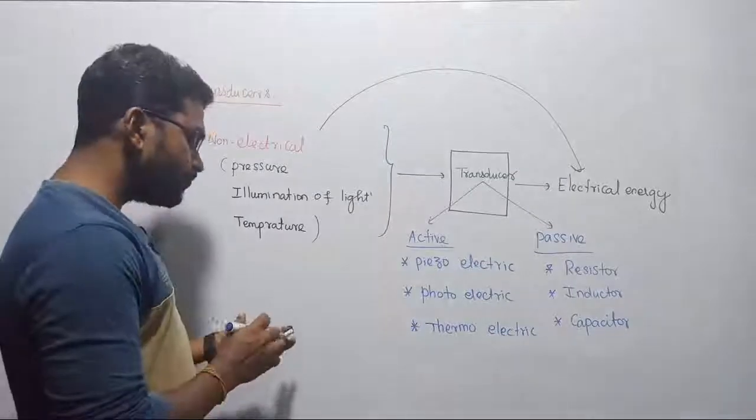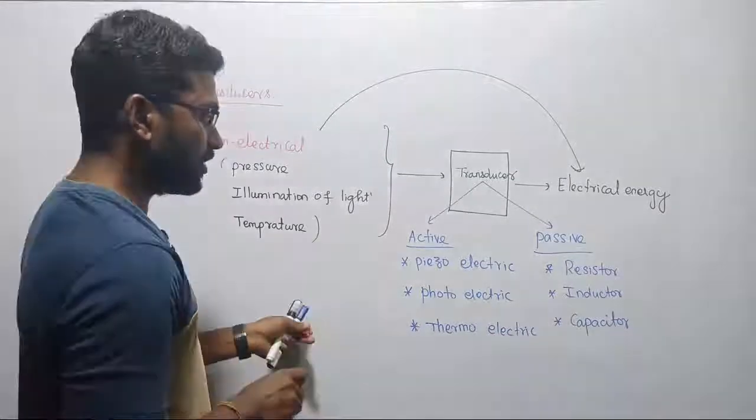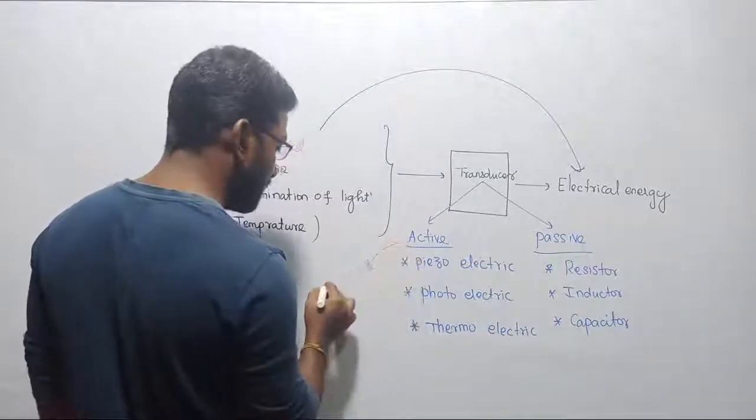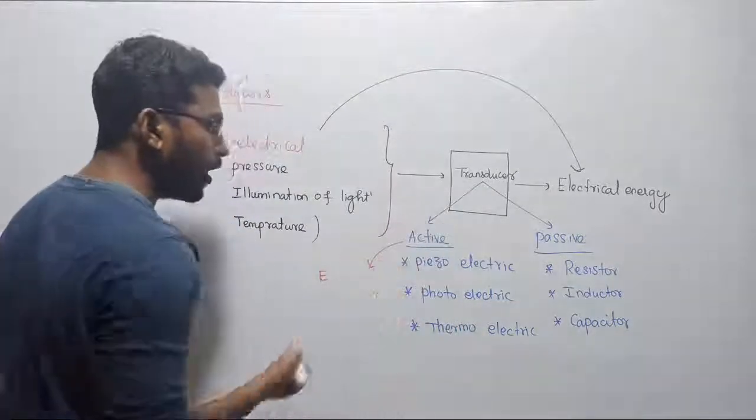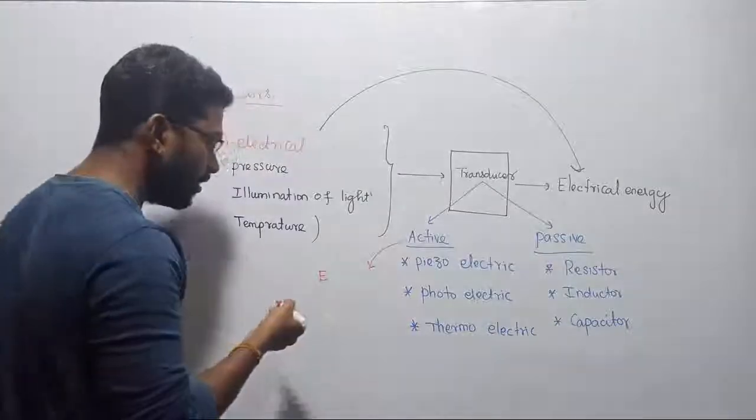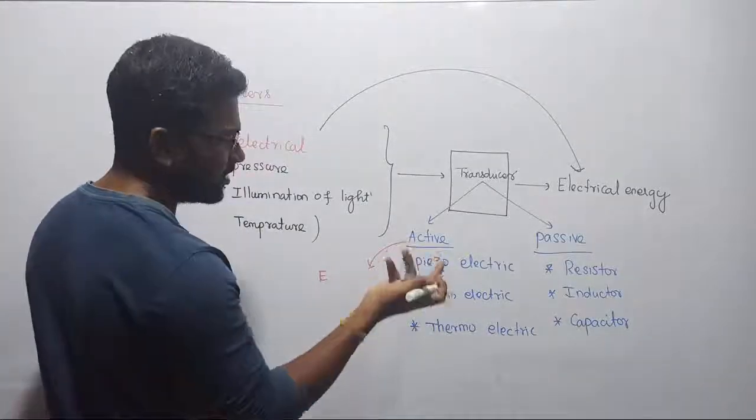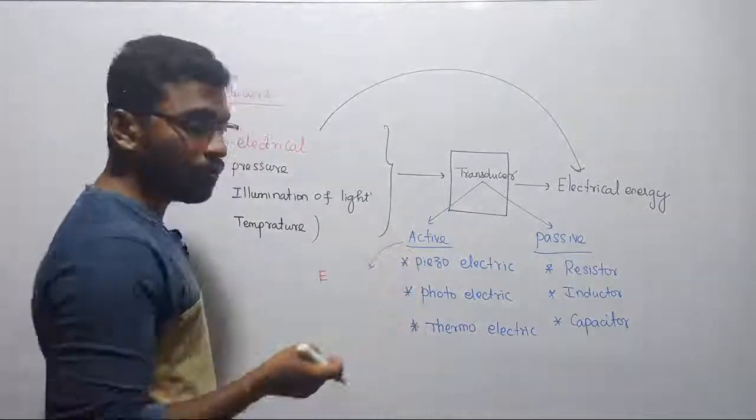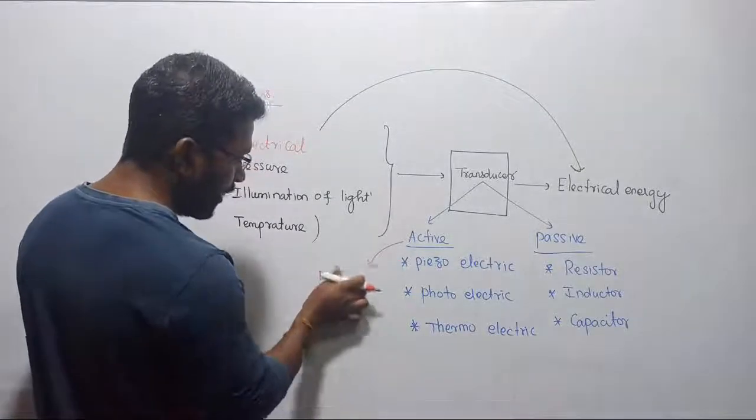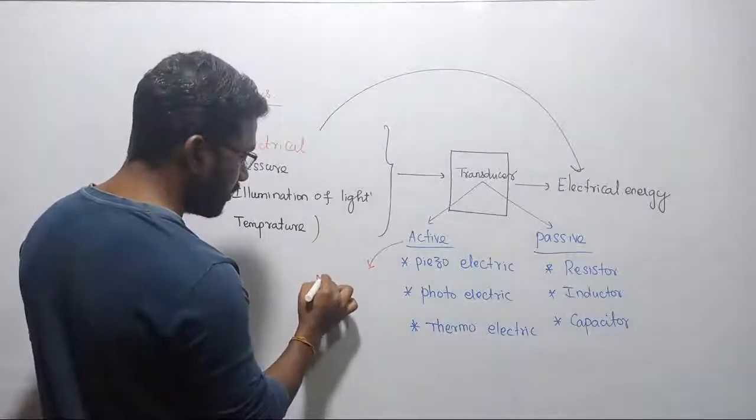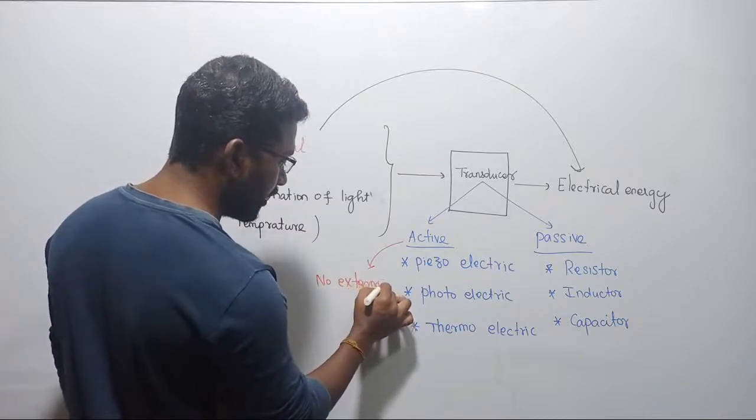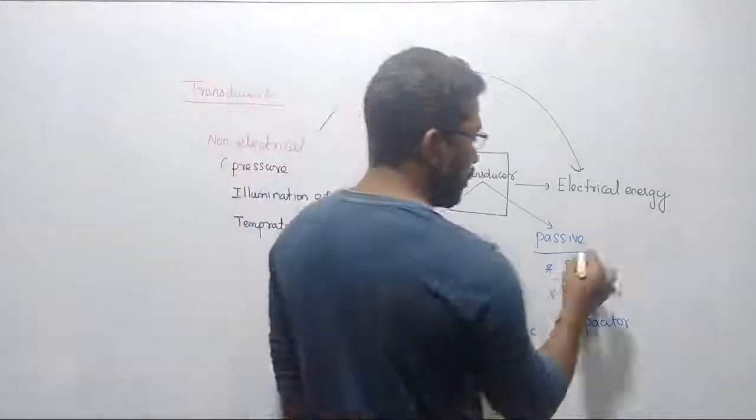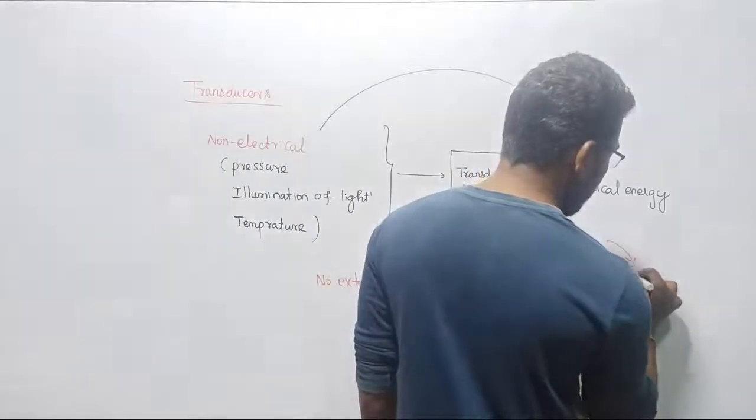Now in case of active transducer, external supply is not required, that is called a self energy generator, right? We can also call it a regenerative energy generator, right? So in active, there is no need of external supply. No external supply should be required here. Whereas for your passive transducer, external supply should be required.